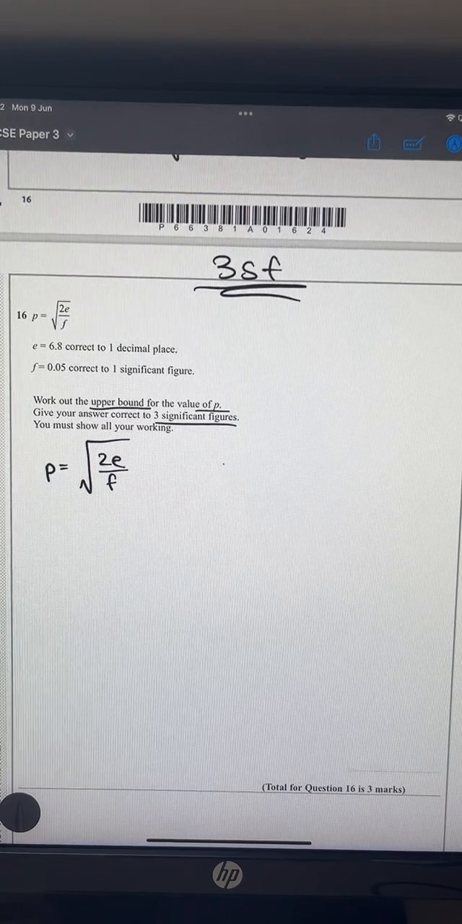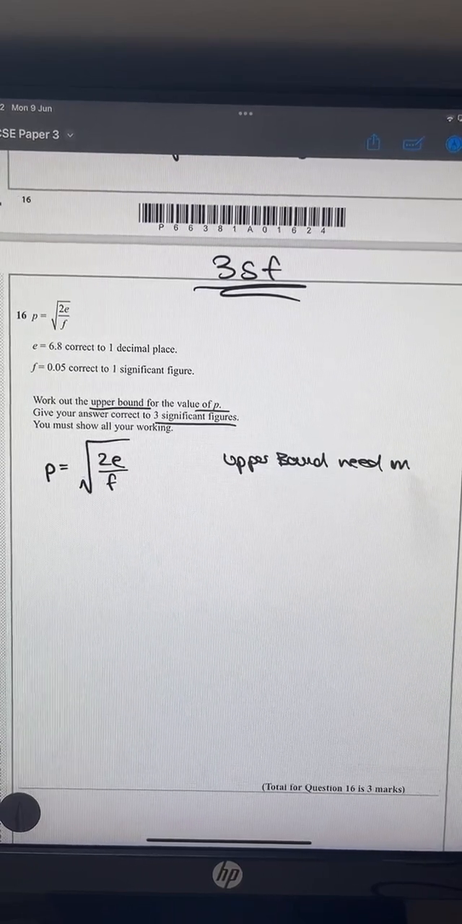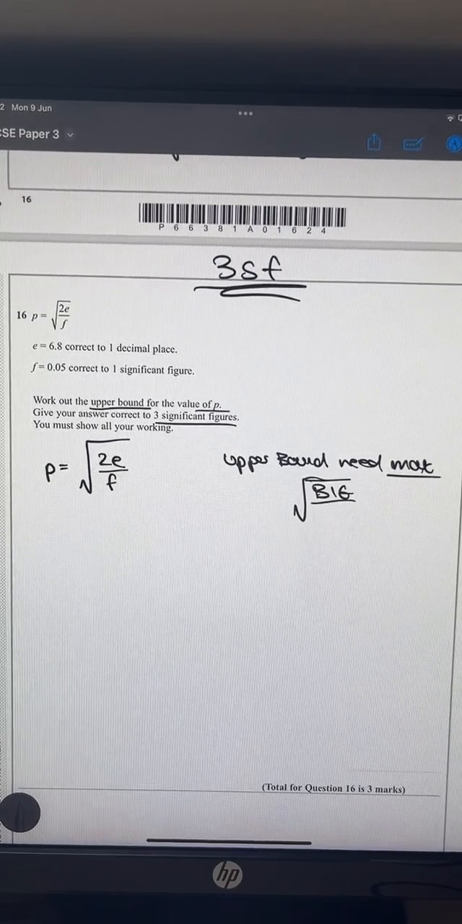Well, I want the upper bound, right? So for the upper bound, I need the maximum number, right? So if I'm doing the square root of something over something, I need a big number divided by a small number, right? To get a really big number. 2 times 6.85 over 0.0. Yes, that is the correct answer.